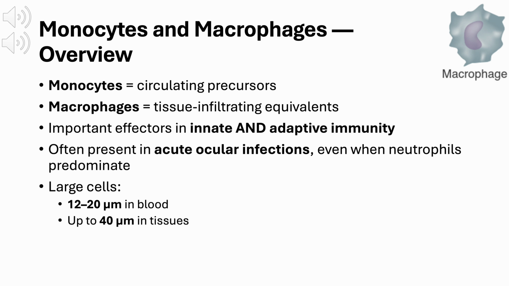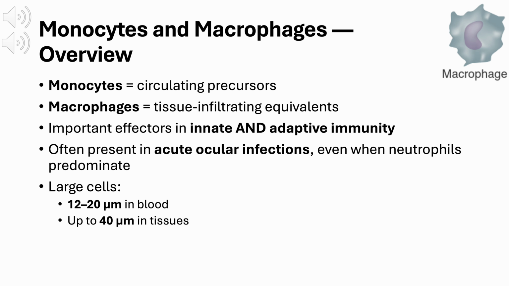Next are monocytes and macrophages, which represent different stages of the same cellular lineage. Monocytes circulate in the bloodstream as precursors. After entering tissue, they differentiate into macrophages, becoming larger and more functionally specialized. These cells contribute to both innate and adaptive immunity. They phagocytose pathogens and debris, release inflammatory mediators, and help activate lymphocytes through antigen presentation. In acute ocular infections, macrophages are often present even when neutrophils remain the dominant inflammatory cell.